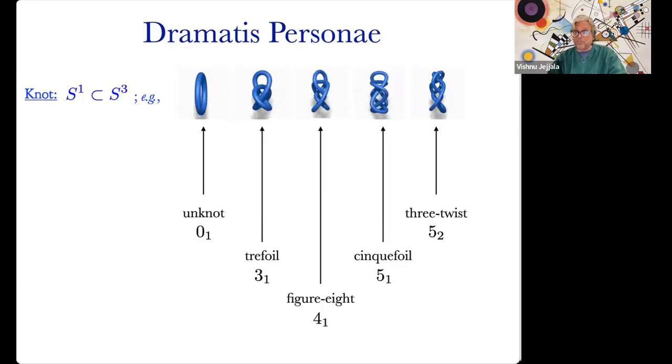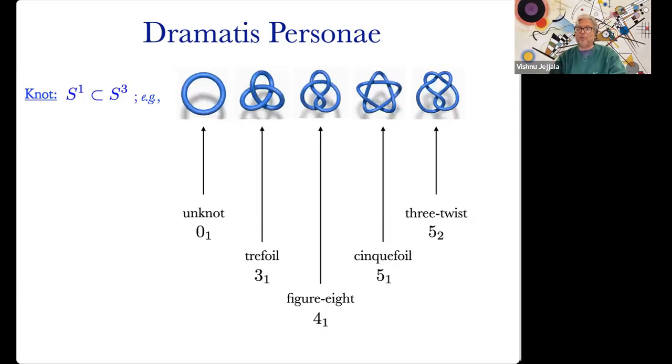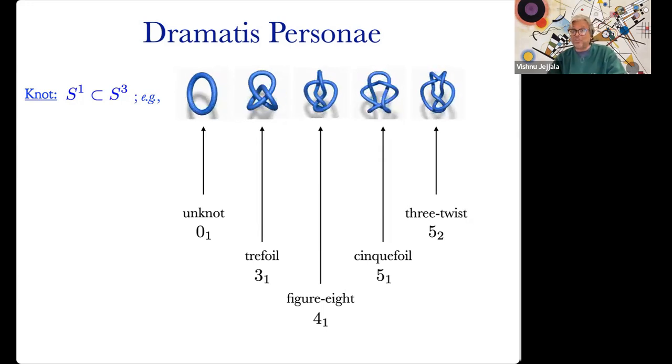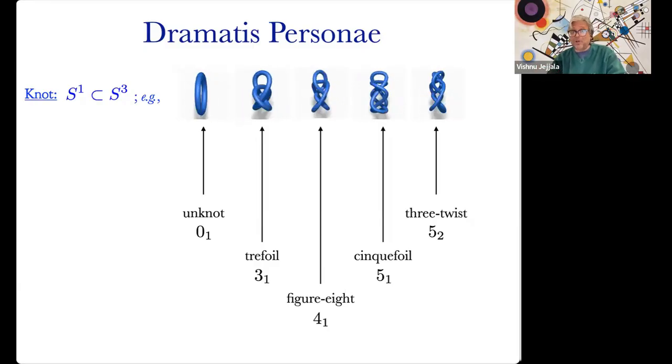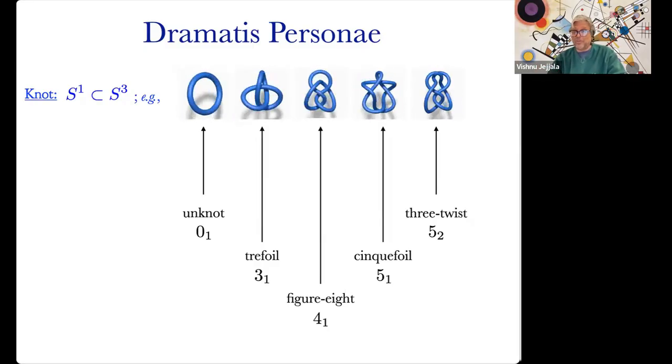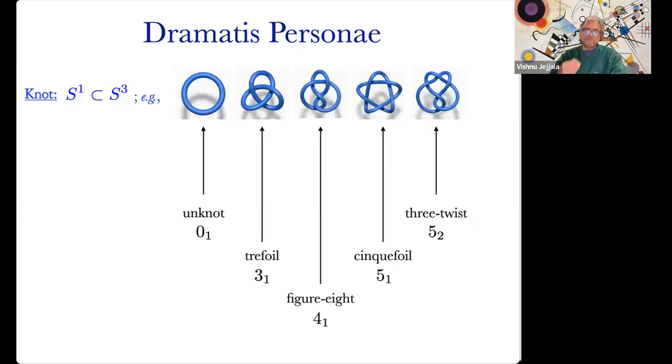They're characterized by the number of crossings. So the trefoil is the simplest non-trivial knot. There's a left-hand trefoil and a right-hand trefoil. They're mirror images of each other, but the trefoil has three crossings. The figure eight knot has four crossings, and these other knots, cinquefoil and three twist, have five crossings.